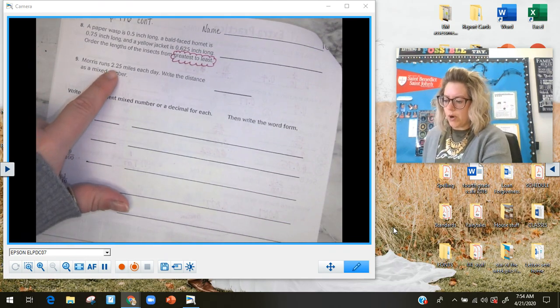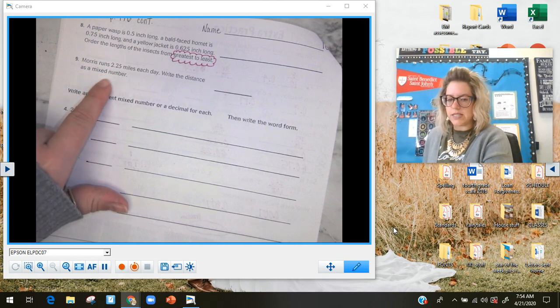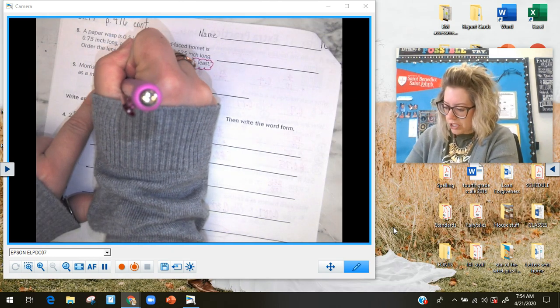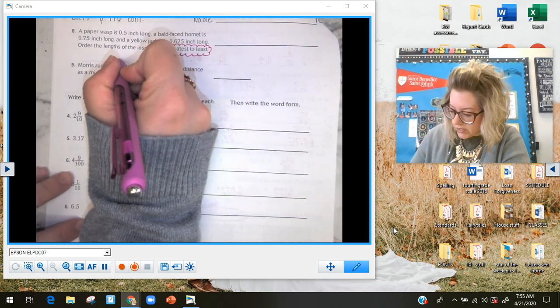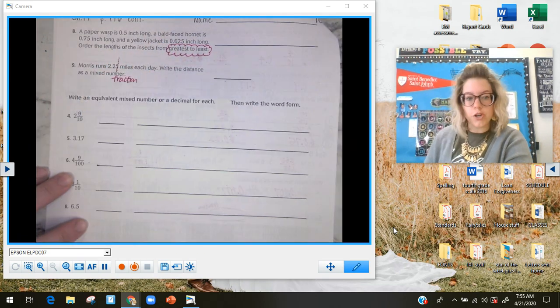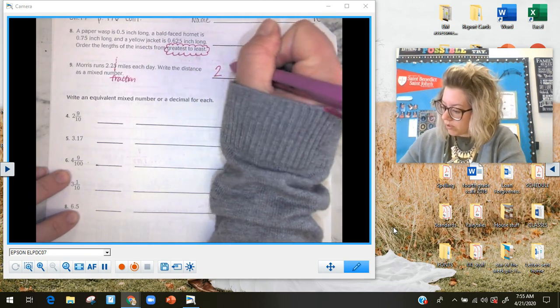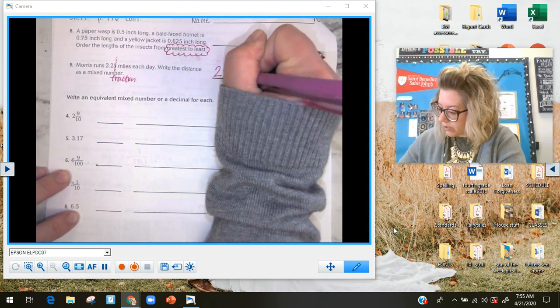Morris runs 2.25 miles every day. So write this as a mixed number. Write this as a fraction. 2 and 25, and it falls in the hundredths place. So 2 and 25 hundredths.